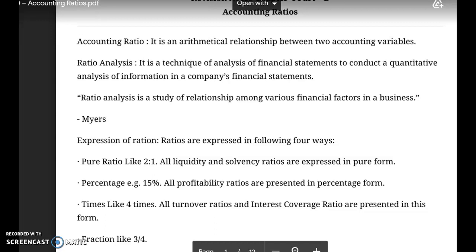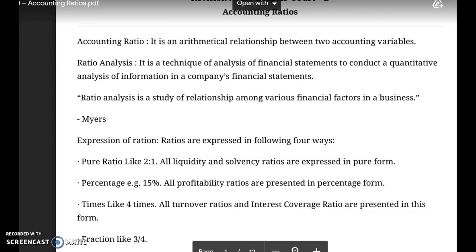Today, we will discuss one very important tool for the analysis of financial statements, known as accounting ratios. As I told you, first of all, we must understand what we mean by the term accounting ratios. Basically, in a simple form, we could say it is an arithmetical relationship between two accounting variables. I repeat, it is an arithmetical relationship between two accounting variables.